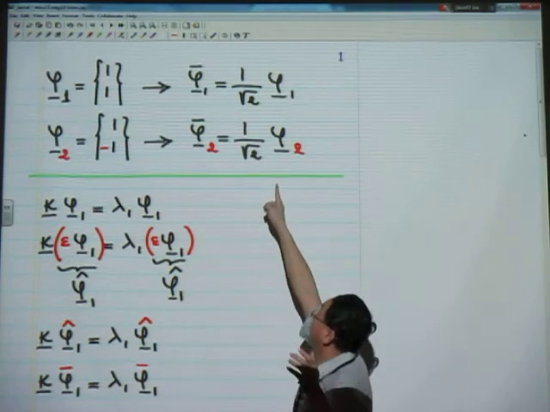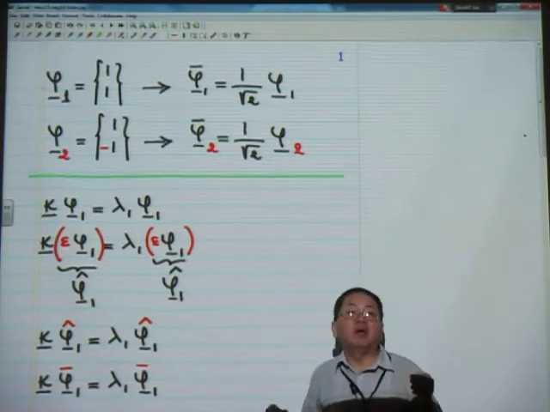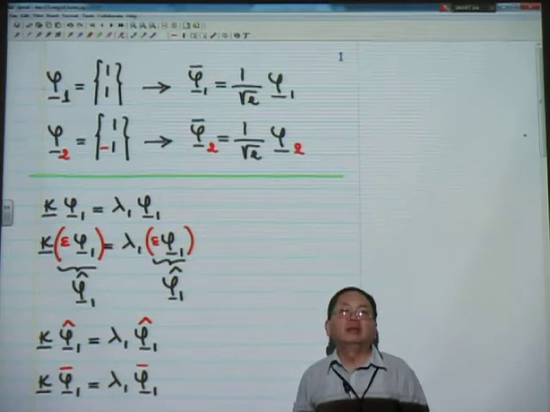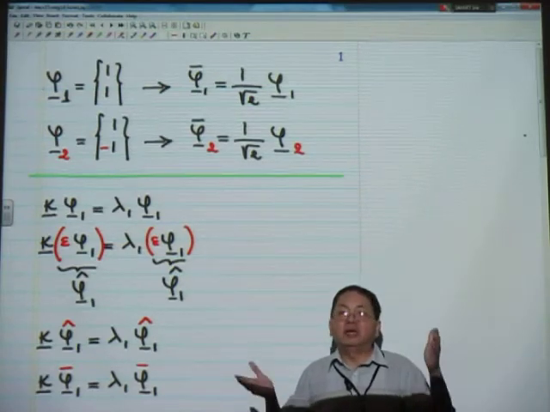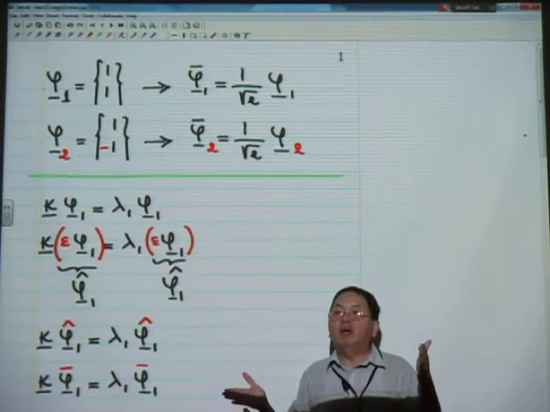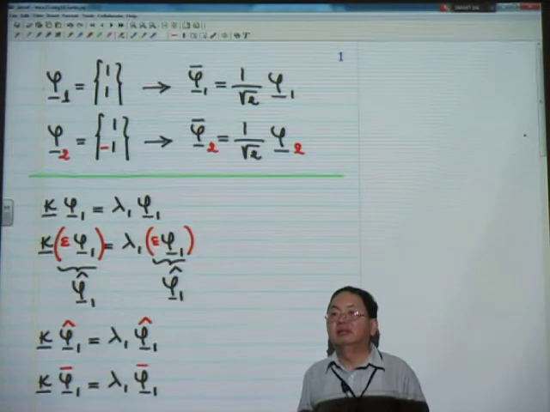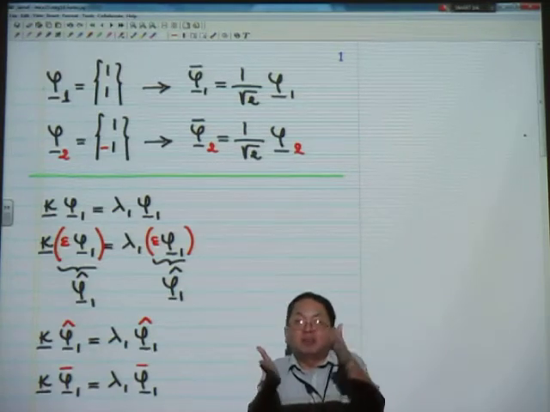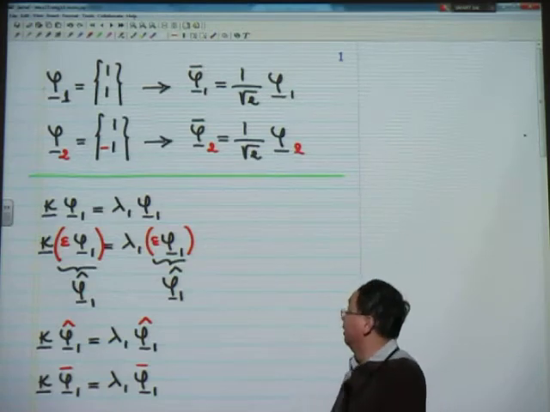The length of phi 1 bar and phi 2 bar, what would it be? Yeah, unit, 1. It's a unit vector. Phi 1 bar and phi 2 bar are unit vectors. That's what it's called normalization. Normalization means make it into unit vectors.